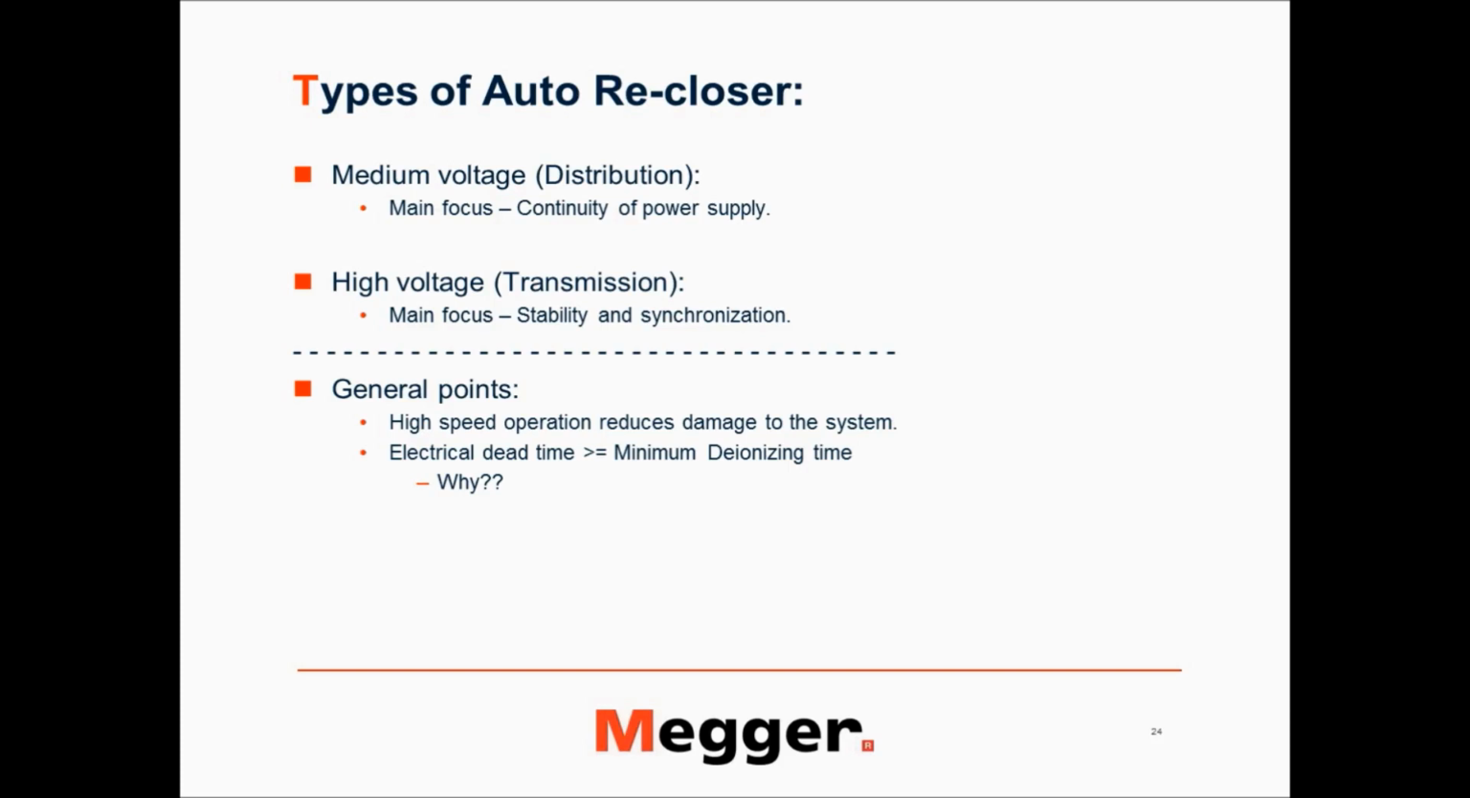In case of a medium voltage, those are in the distribution system. The main focus will be on continuity of the power supply. Again, the auto reclosure does not decide whether it has to go for continuity of the power supply or stability. It is the controller's job to decide whether the auto reclosure should issue a 4-shot or 3 shots or 2 shots or 1 shot.